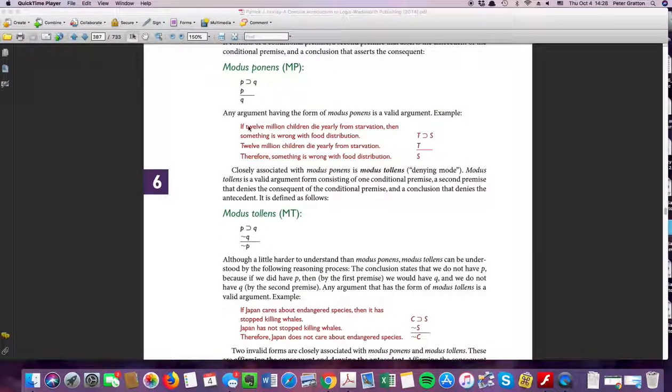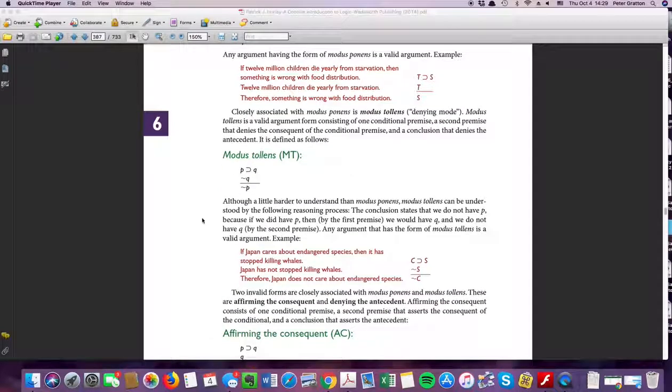Okay, so if you're given this one, I think it's pretty clear. If 12 million children die yearly from starvation, then something is wrong with food distribution. Well, it is the case that 12 million die yearly from starvation. Therefore, yes, we should conclude that something is wrong with food distribution. If this is true and this is true, then this must be true. That's the point. And in all of these, if the premises are both true, then the conclusion must be true, and we know this. Okay?